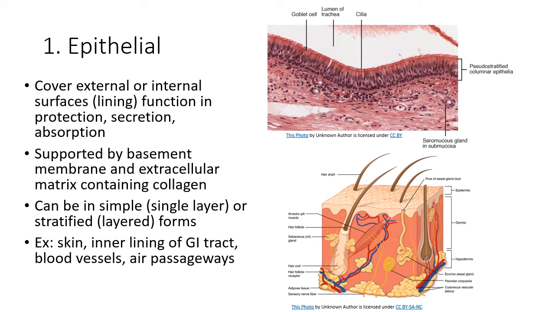And in that basement membrane, it has an extracellular matrix containing collagen. And collagen is a very abundant structural protein found in animals. It can be in simple single layers. You can see this up here. This pseudostratified columnar epithelia is just one layer of cells. Or they can be in layered forms, which would be called stratified. We already gave some examples. So there's an example of some skin here. The epidermis, it doesn't show it, but that's a layered form of epidermal epithelial cells.